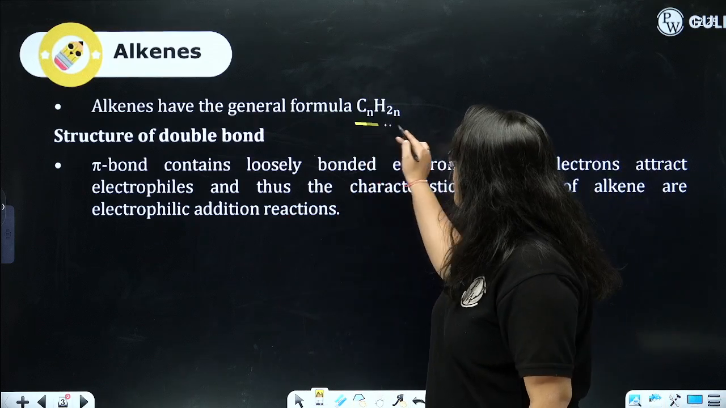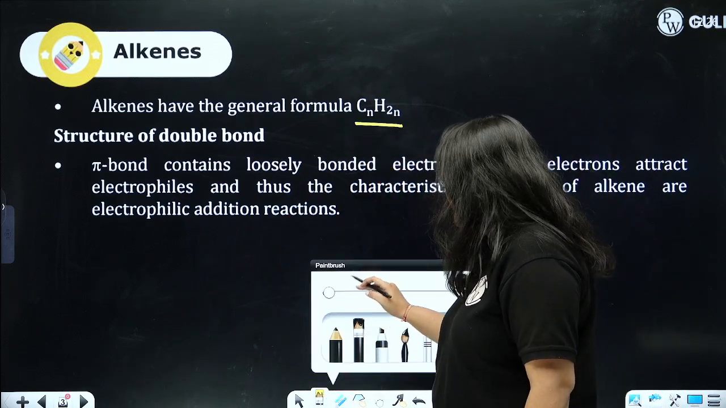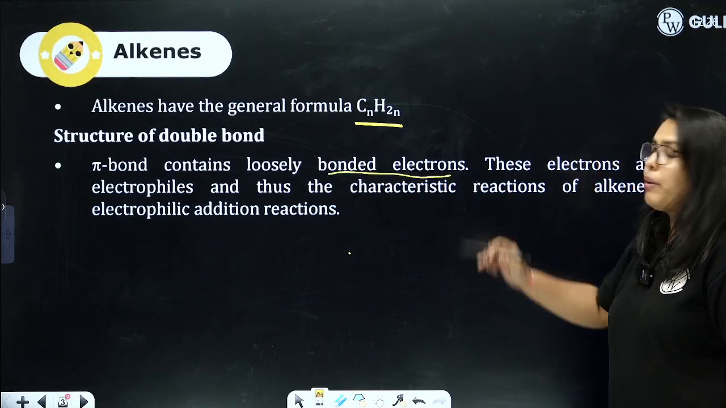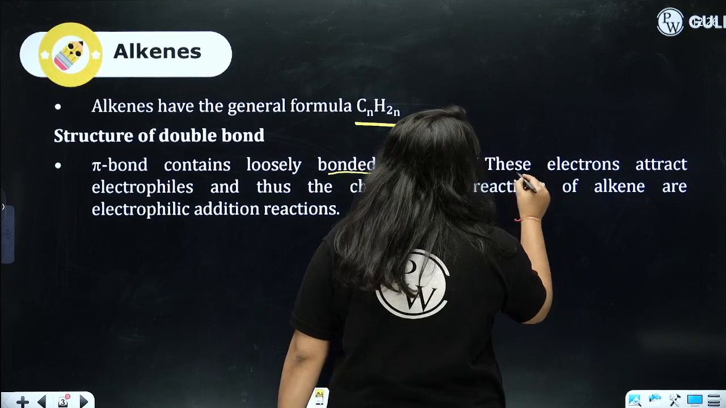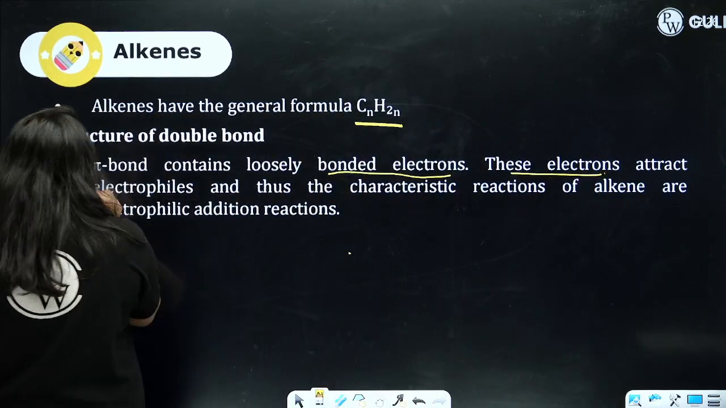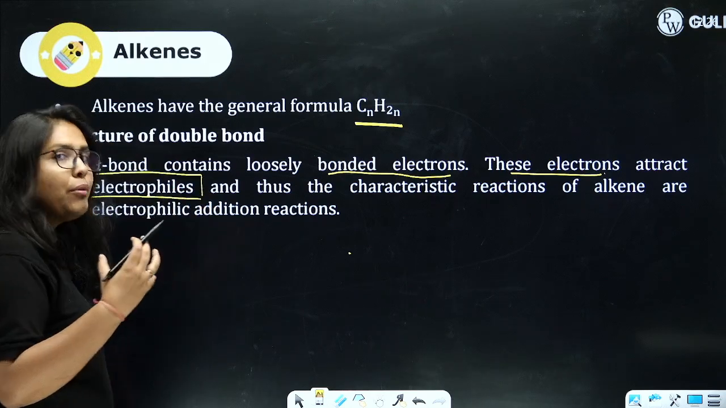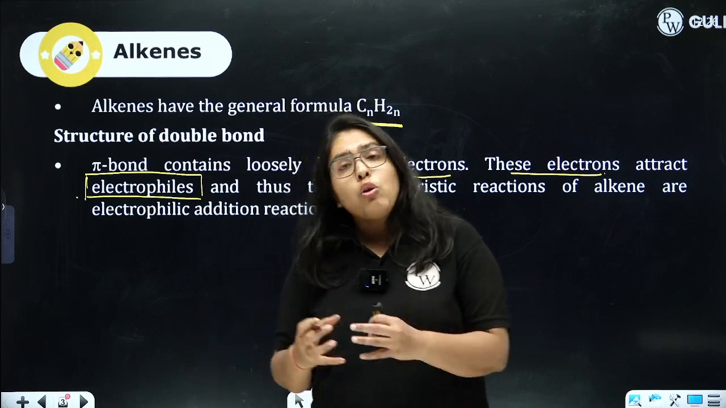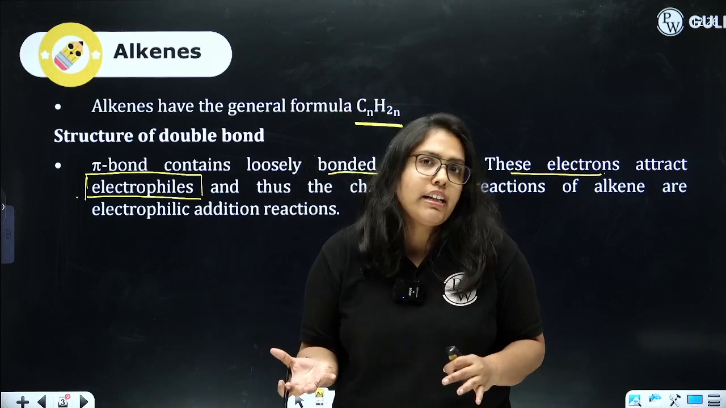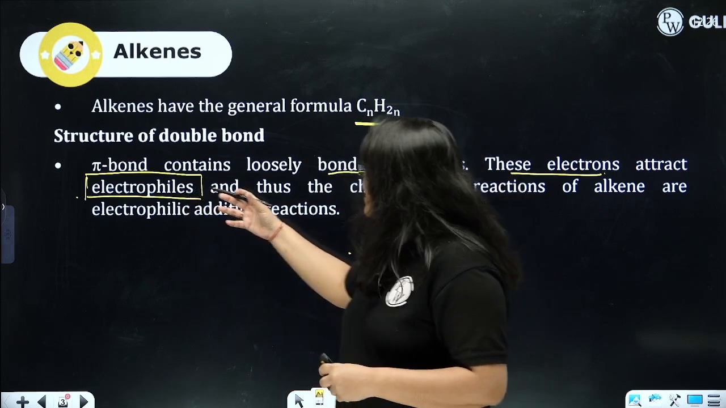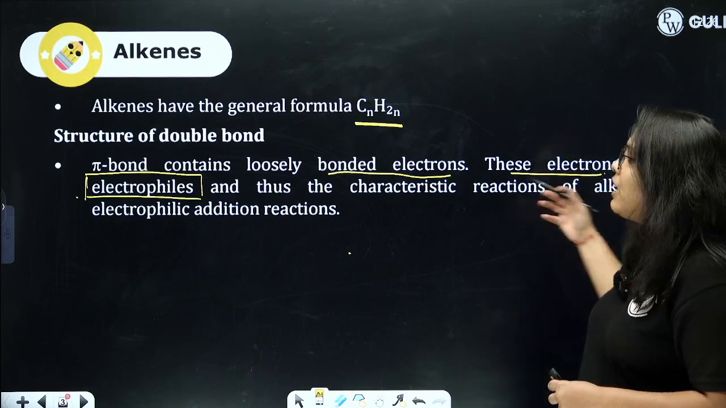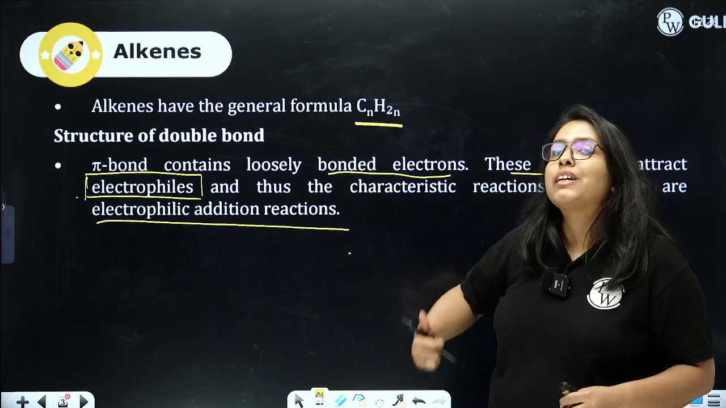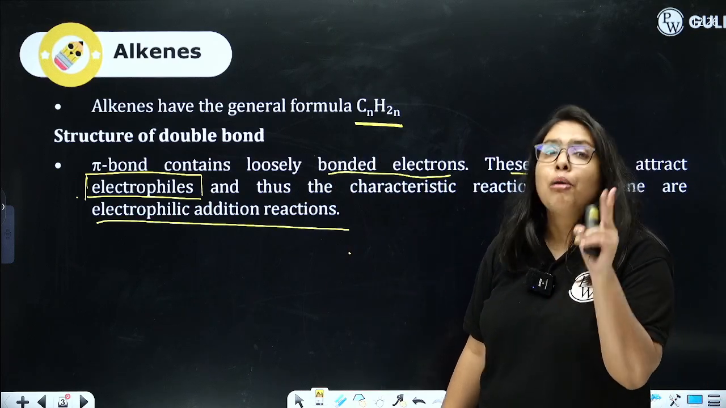So alkenes have the general formula CnH2n, and the pi bond contains loosely bonded electrons. It is because of these electrons that they attract the electrophile. Now you guys are well aware of electrophiles. Electrophiles are nothing but electron loving groups, that is, those groups which are electron deficient. So the characteristic reactions of alkenes are electrophilic addition reactions, which stands true for alkynes as well, because even they have pi bonds, and not one but two pi bonds.